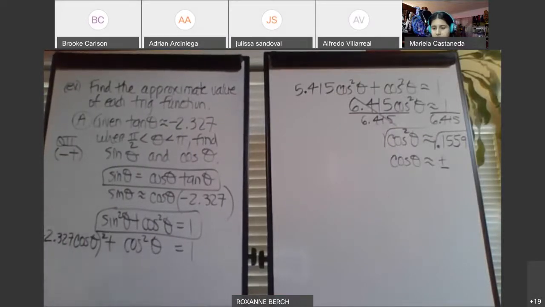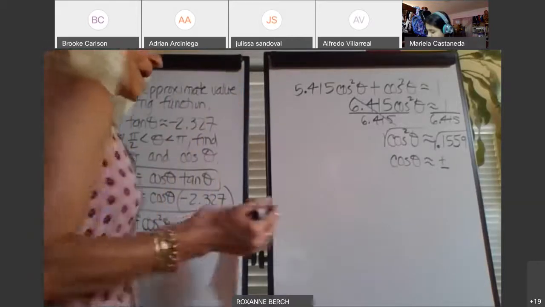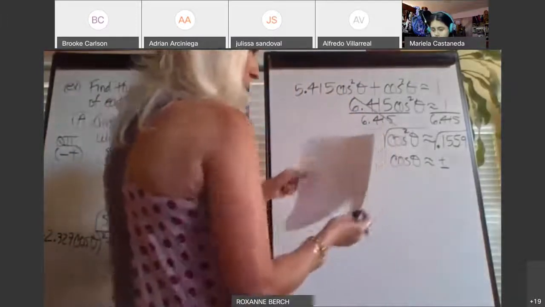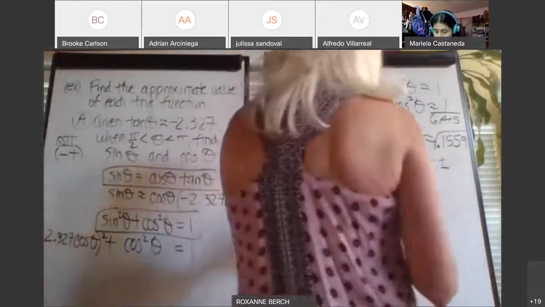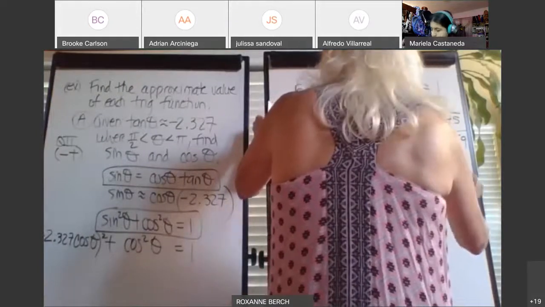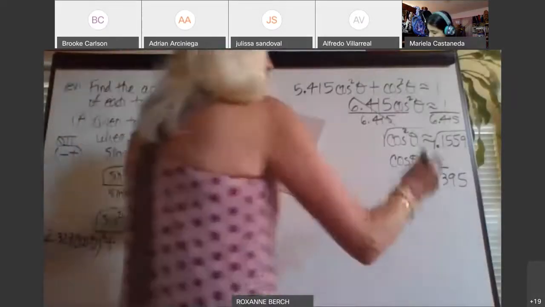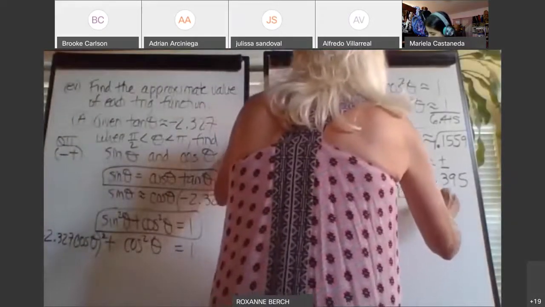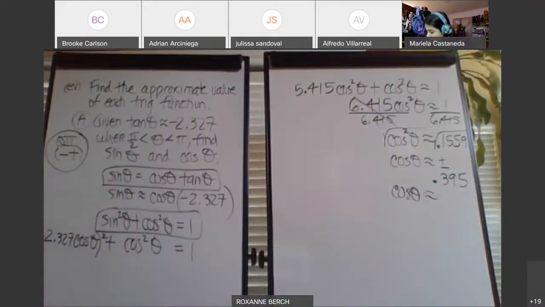All right, so back over here. Don't forget your plus and minus. What's the square root of 0.15589? Plus or minus what? 0.3948, about 0.395. And here's the most important part. Is it going to be positive or negative in quadrant 2? Is cosine positive or negative?